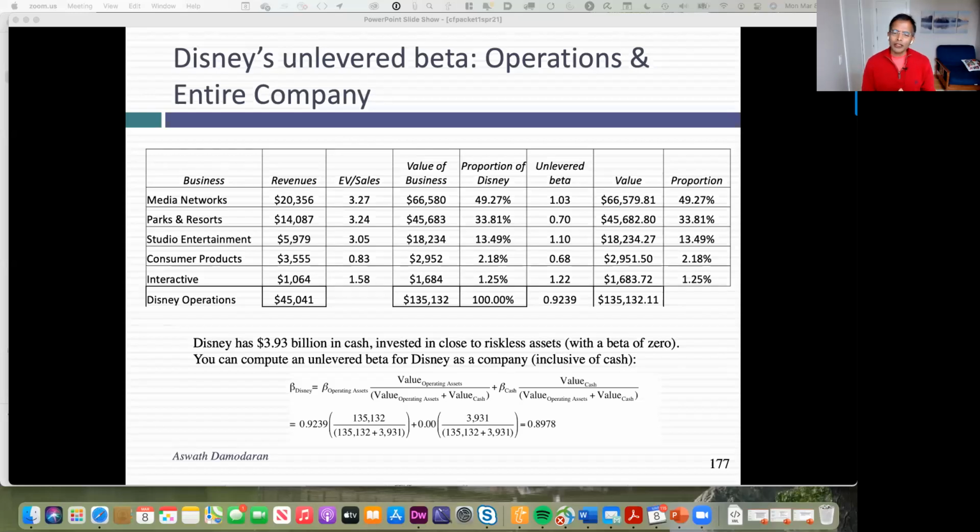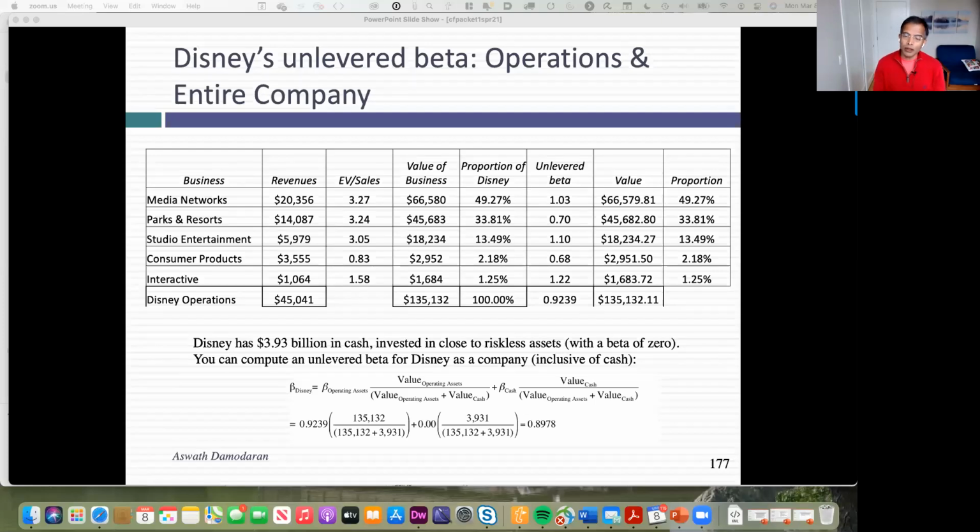And the last table I showed you, I took those unlevered betas by business and weighted them by how much value Disney gets from each business. Let me emphasize the word value, not revenues, because that's a shortcut. I converted the revenues into value using that enterprise value to sales ratio, just a fancy way, or really a simplistic way, of converting revenues to value.